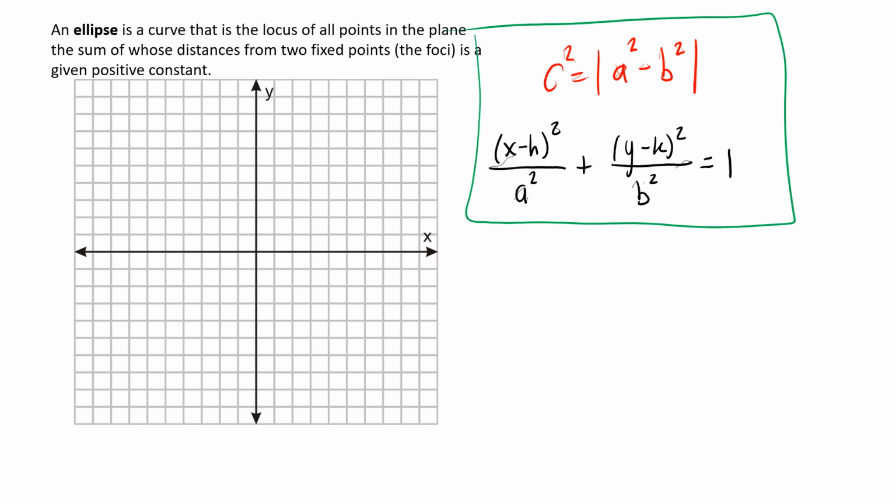Now, the one thing to note is if the a value, the value that's in the denominator of the x term, is larger than the b value, so for example, if a is greater than b, then we're going to have an ellipse similar to the one that we saw previously. It's going to be like a horizontally oriented ellipse. If a is less than b, or if b is greater than a, we're going to have a vertically oriented ellipse. Okay, so that's something to keep in mind, and it's a quick way to make sure you're doing a problem right. If you see your equation in HK form and it doesn't line up to the orientation you think it should, then something's wrong.